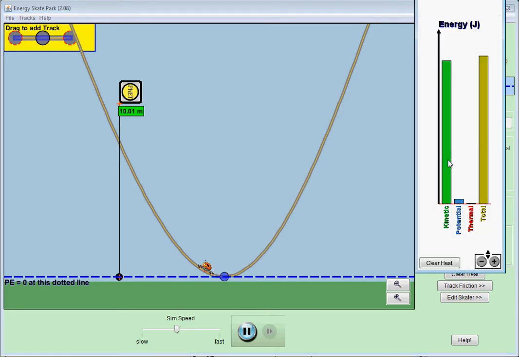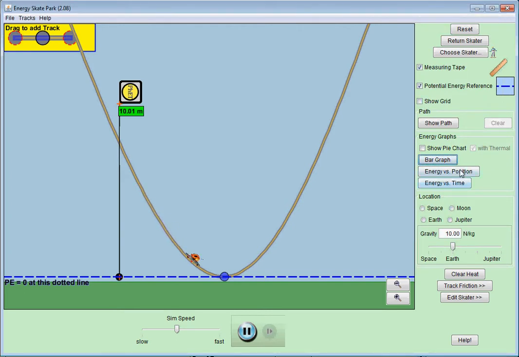I think I had this on long enough for you to answer some questions about how the potential energy and kinetic energy change back and forth as the bug makes its trip on the skate park ramp.